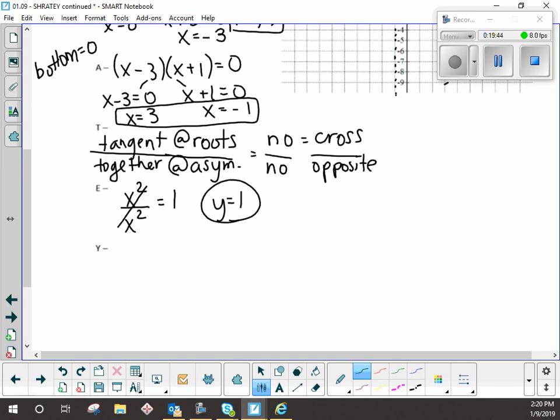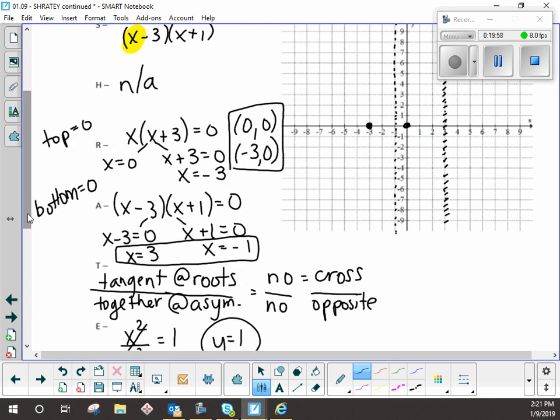But what does this whole section stand for? What does E stand for? End behavior. So even though this is a horizontal asymptote, and even though I'm about to go draw it in all the way across, just like this. Actually, I'm going to do a different color and see. I think that'll help.